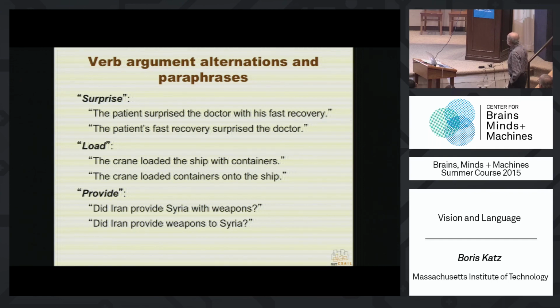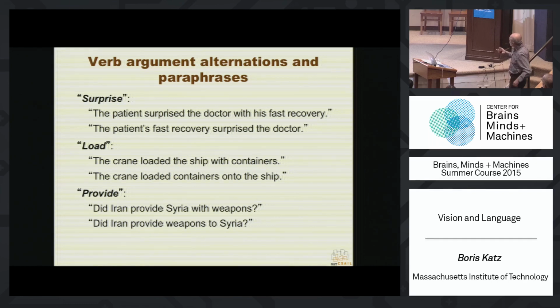The patient surprised the doctor with his fast recovery, or the patient's fast recovery surprised the doctor. Now, for you who are used to understanding language so quickly, it's even hard to see what's different about these sentences. But if you actually do the parsing, you will see that the parse trees are dramatically different. And therefore, our ternary representations will be very different. So we need to find a way to tell the machine, yeah, that's the same thing. And the linguists call these things syntactic alternations.